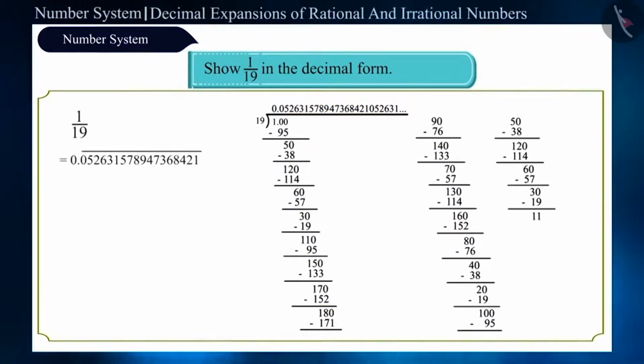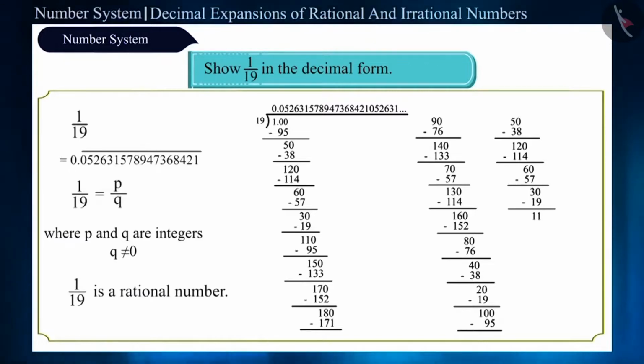After looking at this, we can conclude that if you do not receive repeated number or group of numbers after solving the fraction for many steps, it does not imply that the numbers will not get repeated at all. We can write this number as 1 by 19, that is p by q. So it is a rational number. In this, we will definitely get repetition of some number or group of numbers.